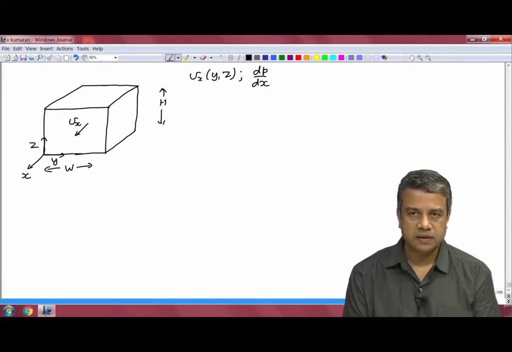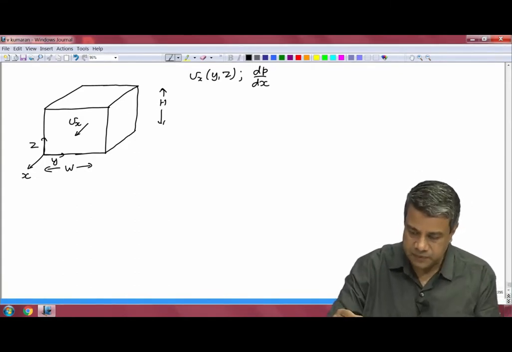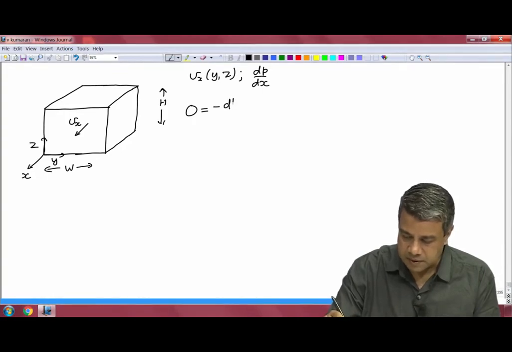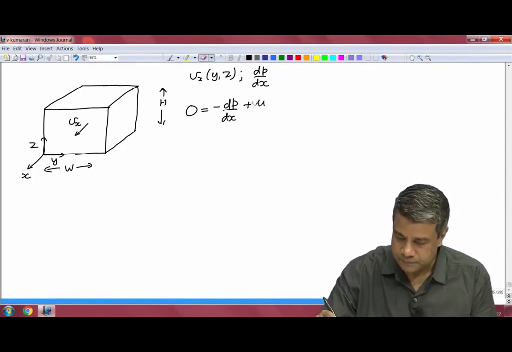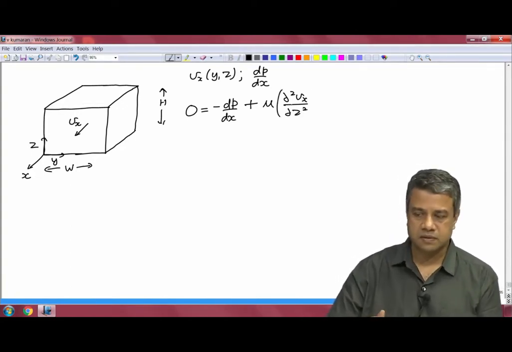The conservation equation for a steady fully developed flow, if you recall, was 0 equal to minus dP by dx plus the viscosity times partial square Vx by partial z square. This was for a two-dimensional channel.